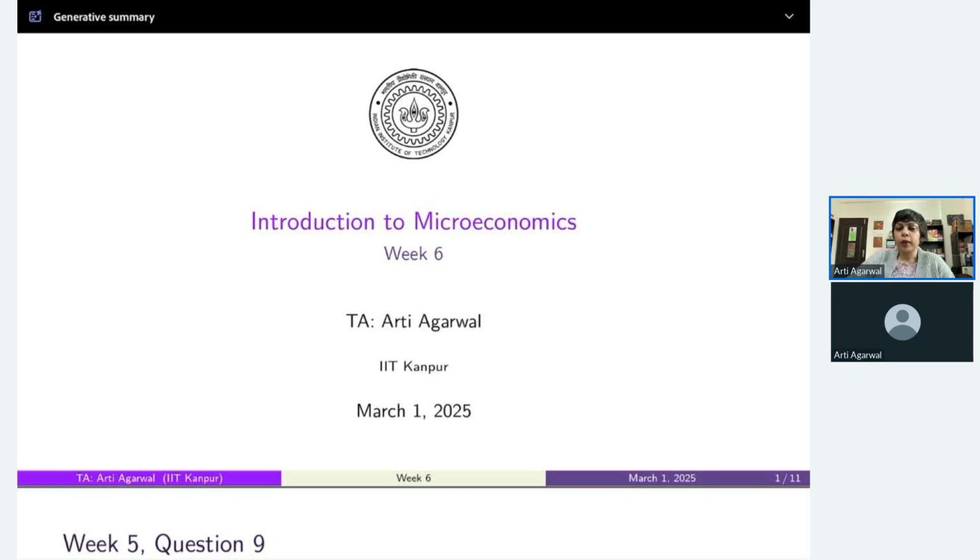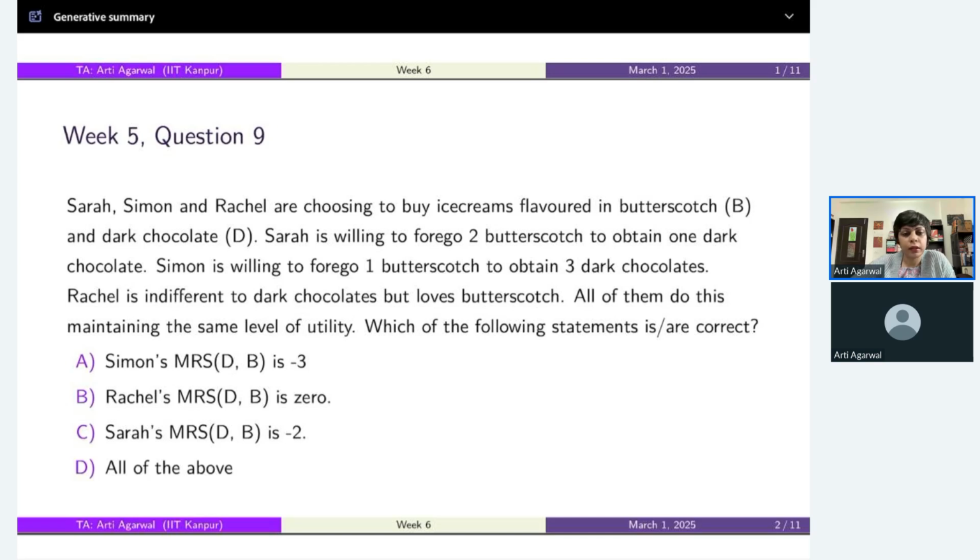So I had given a question in the previous class, which I asked everyone to solve, and I said I would discuss it in the next class. So this was a question on preferences, utility, and marginal rate of substitution. There are 3 people, Sarah, Simon, and Rachel, and we're trying to discuss their preferences for 2 different ice cream flavors. One is butterscotch and the other is dark chocolate.